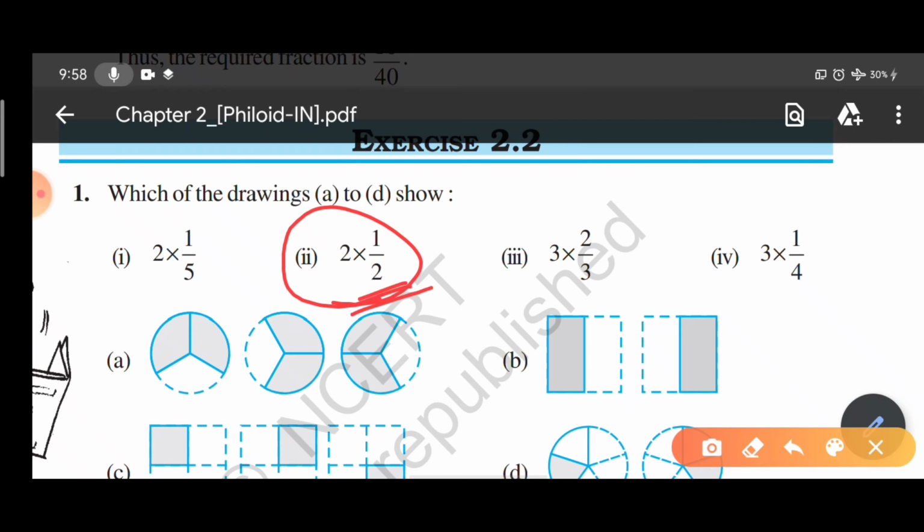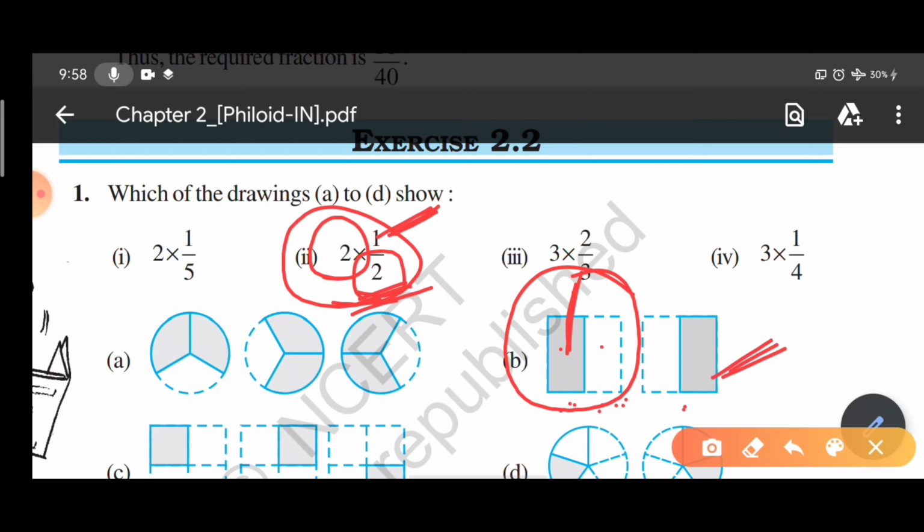So 1 multiply 2 means that for a particular figure, two divisions are done, and from that one portion is to be shaded. For example, over here two parts are being made and one part is shaded, so it represents 1 by 2, and multiplied by 2 means it is written 2 times. So this particular figure suits this particular question.